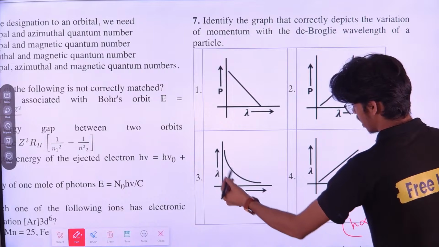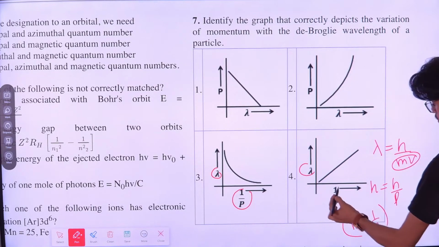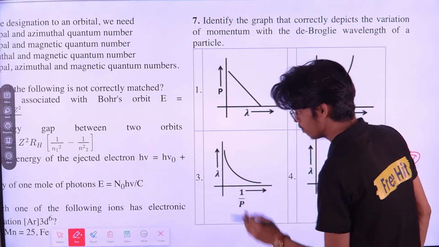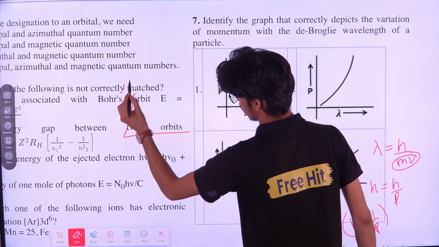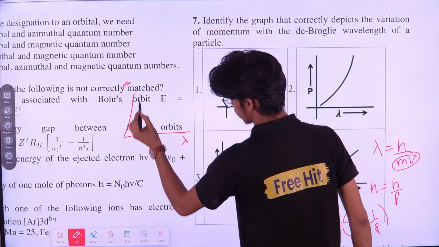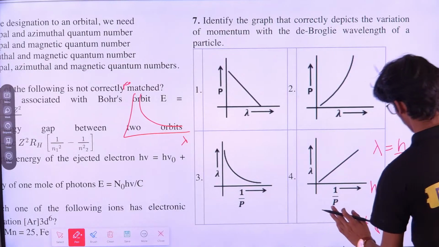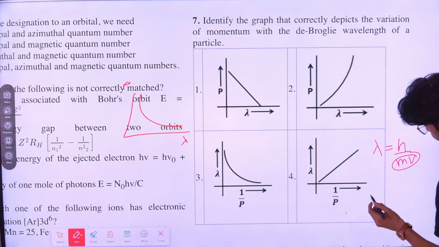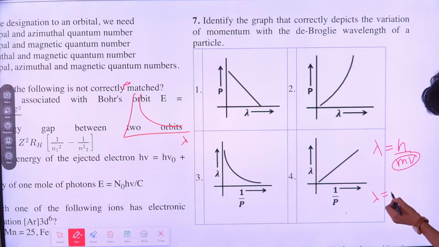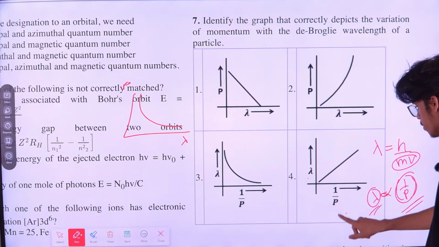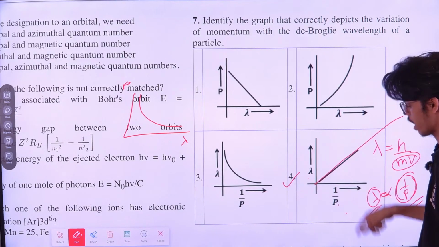It means we have to find the relation between lambda and 1 by p, because none of the options are lambda versus p. Otherwise, if the graph were between lambda and p, it should look like this. But they have given the options lambda and 1 by p. So we need to find the relationship between lambda and 1 by p. Lambda is h by p, and h is constant, so lambda is directly proportional to 1 by p. When x is directly proportional to y, it should be a straight line graph. So option number 4 will be the right answer.